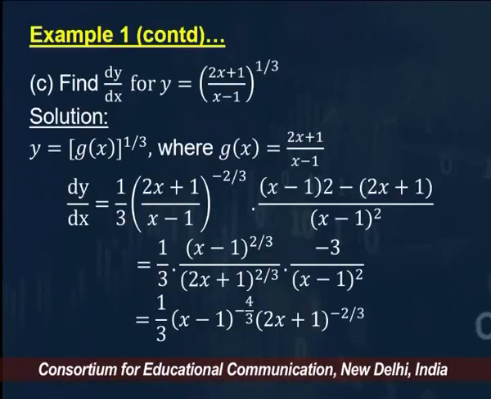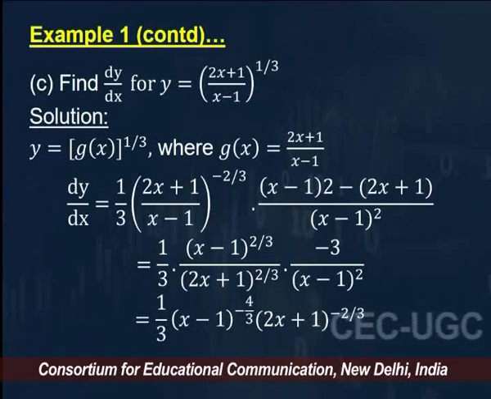I have yet another example here for you. In this third part of the question, y is equal to 2x plus 1 divided by x minus 1, the whole thing to the power 1 by 3. In this case, let us take g of x as 2x plus 1 divided by x minus 1 and write y equal to g of x to the power 1/3. So dy by dx then becomes 1/3 times g of x to the power 1/3 minus 1, which is minus 2 by 3, and here in brackets I have g of x, times the derivative of g with respect to x.